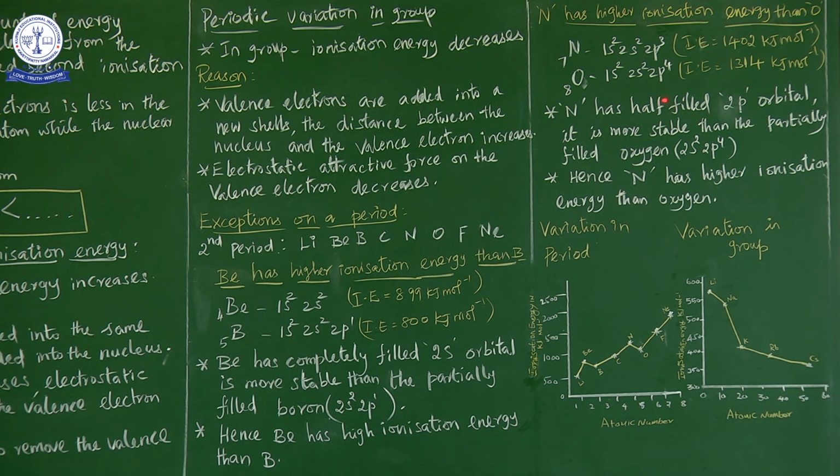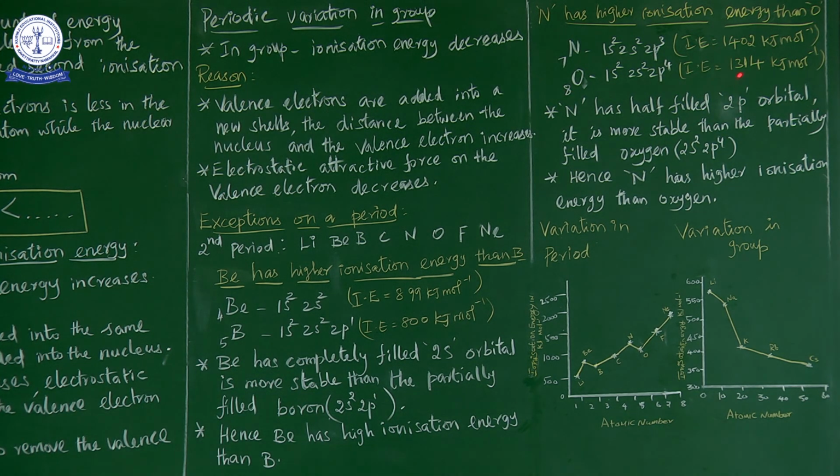So it has less ionization energy. Nitrogen has a half filled 2p orbital. It is more stable than the partially filled oxygen 2s2 2p4. So half filled or completely filled orbitals are more stable than the partially filled one. Hence nitrogen has higher ionization energy than oxygen. The ionization energies are given: the ionization energy of nitrogen is 1402 kilojoule per mole, and the ionization energy of oxygen is 1314 kilojoule per mole. So nitrogen has higher ionization energy than oxygen.